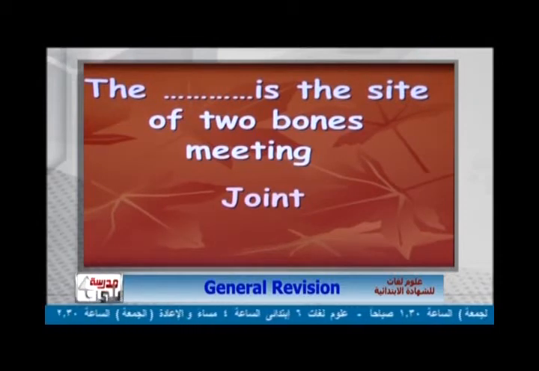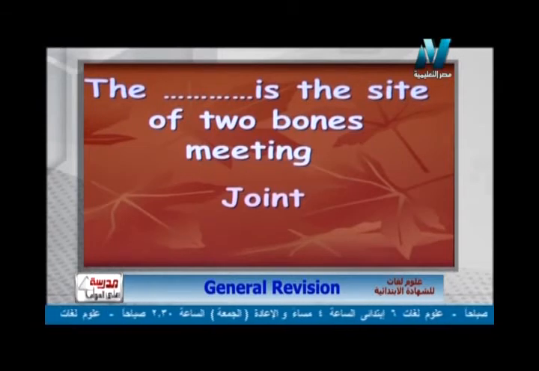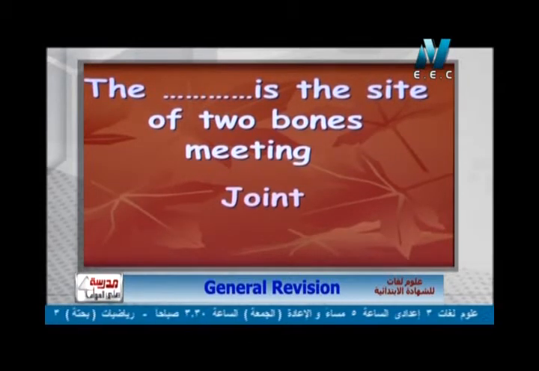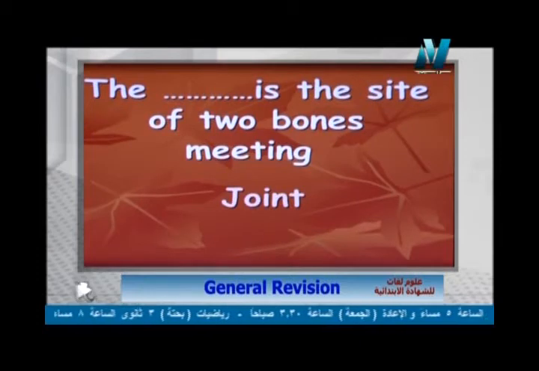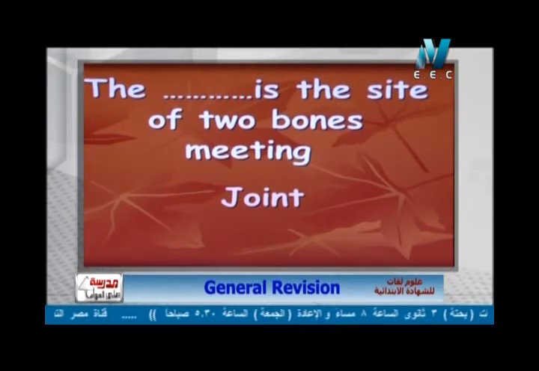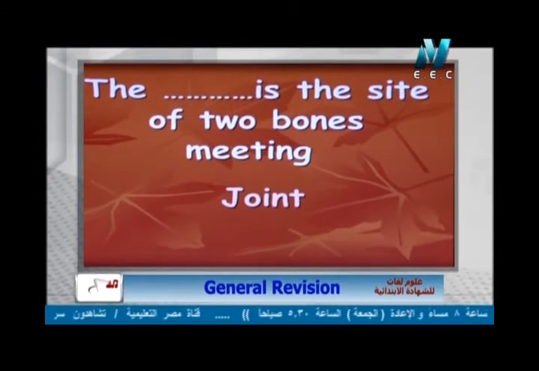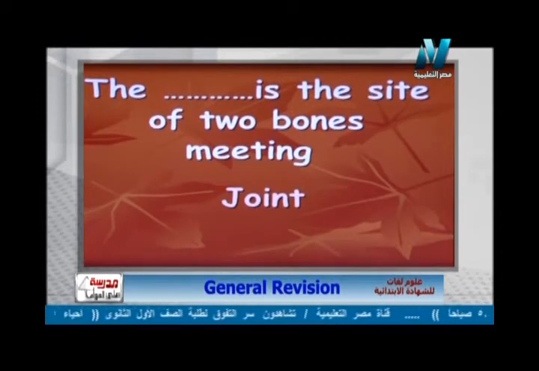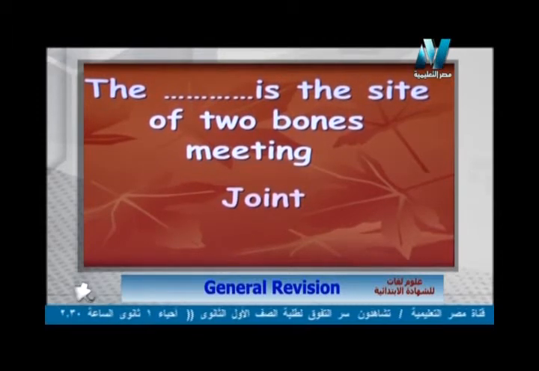elbow joint. And at last the freely movable joint or widely movable joint such as the shoulder joint, such as the thigh or hip joint. So here again, joint is the site of 2 bones meeting. الجوينت هو مكان التقاء 2 bones أو عظمتين مع بعض. So again, note that joint is very important in movement because it allows the movement in different or in some directions according to its type.